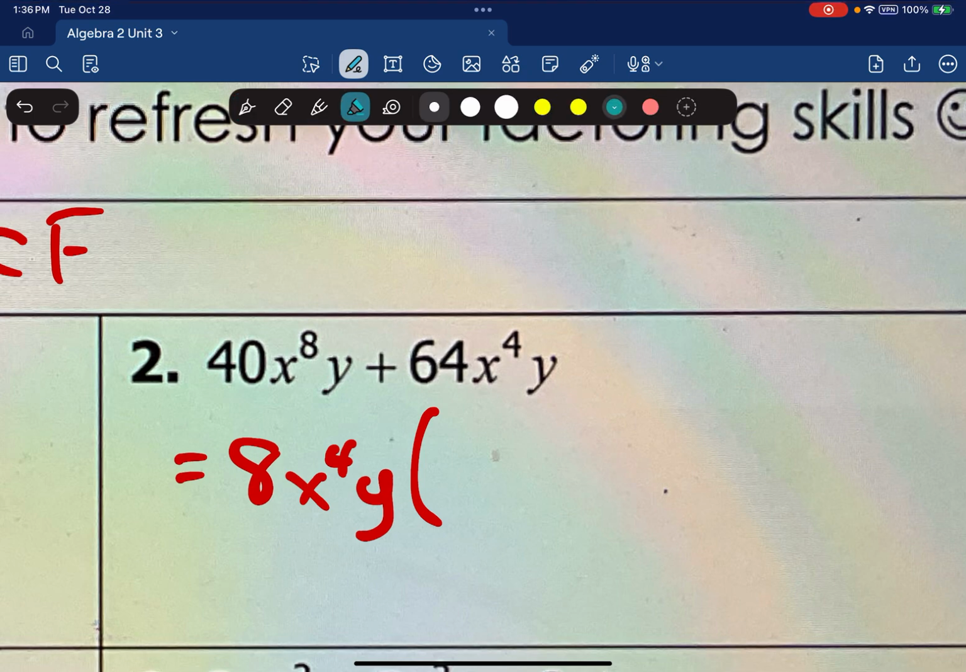Now I'm going to divide. What is 40 divided by 8? 40 divided by 8 would be 5.